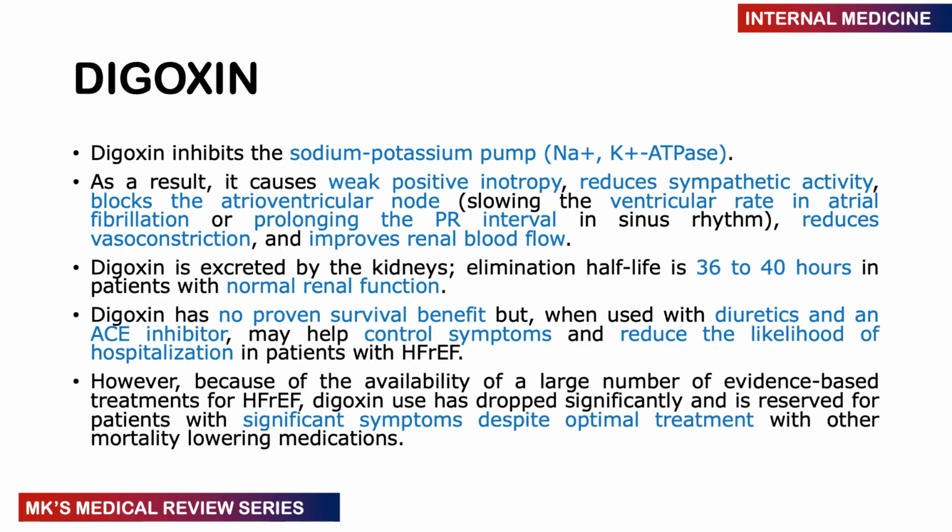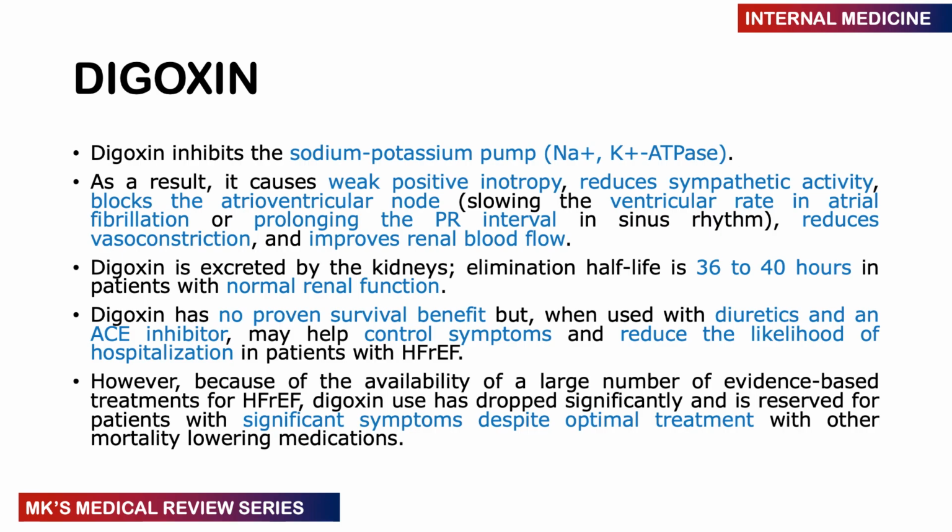Inotropic effect. So it will increase the contractility to some extent, so it tends to improve the cardiac output. The second thing is that it's going to reduce the sympathetic activity, so this will have an effect on the rate of the heart. Generally, it blocks conduction of the AV node, so it will slow the ventricular rate, especially in patients with atrial fibrillation. It can also prolong the PR interval in a patient that has a sinus rhythm.